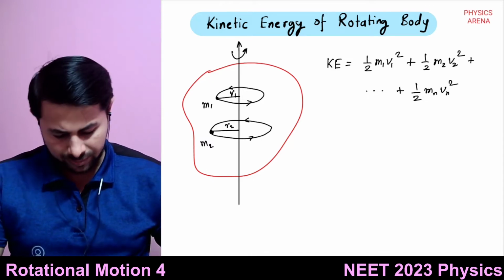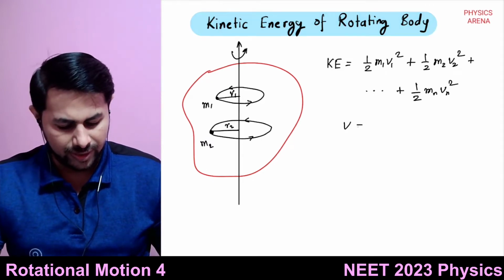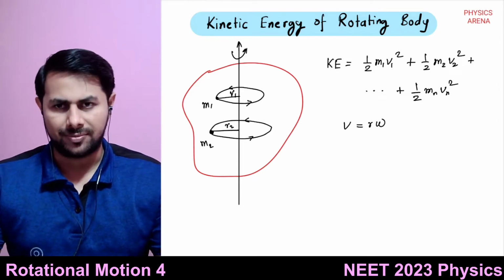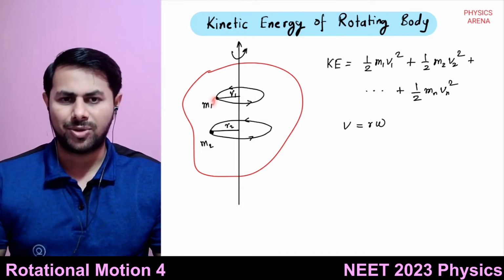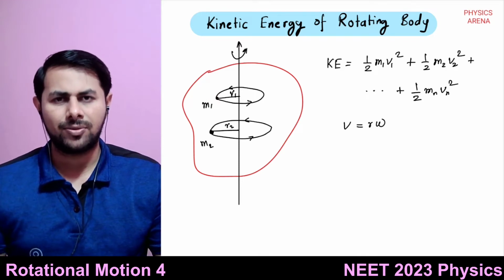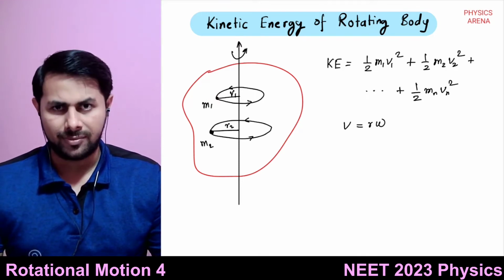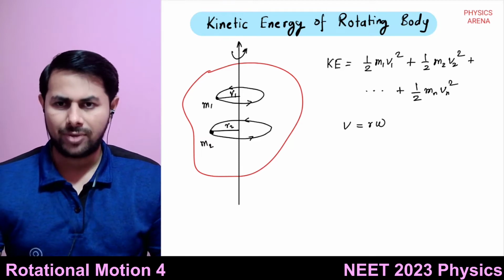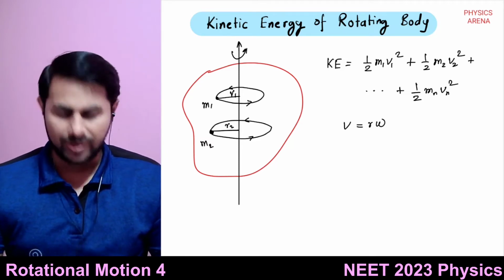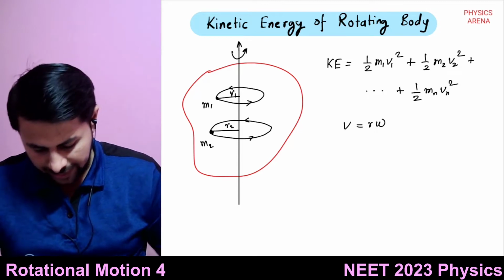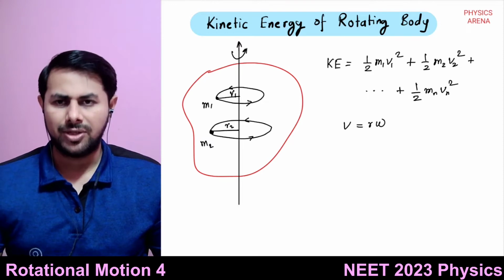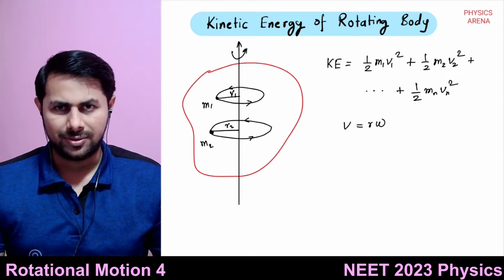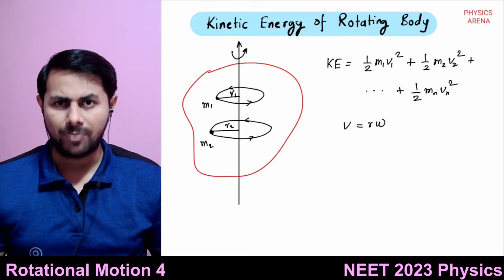Then I can use the relation that v is equal to r times omega, and omega is the same for all these particles because these are particles within the body. So the angular velocity of all these particles is going to be the same, and that means we can write v1 equals r1 multiplied by omega, v2 equals r2 times omega. Omega is the same for all particles.